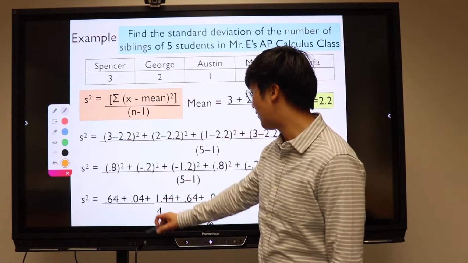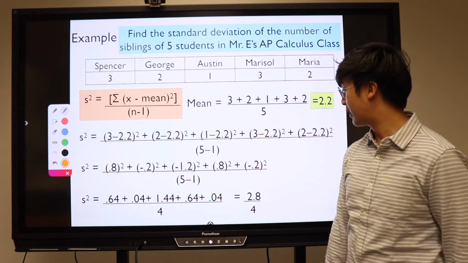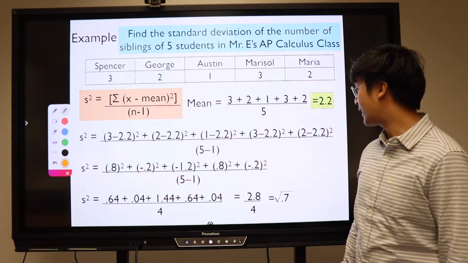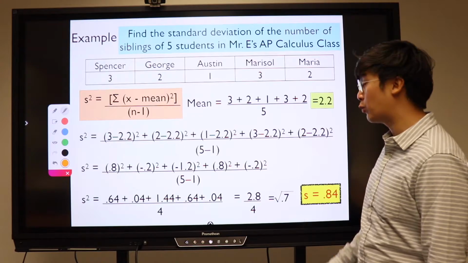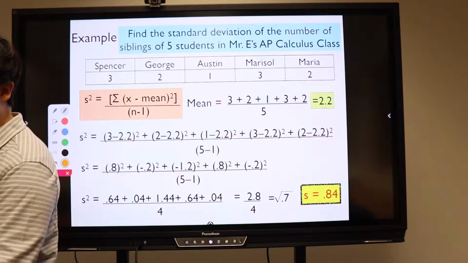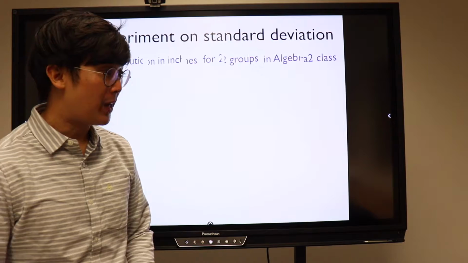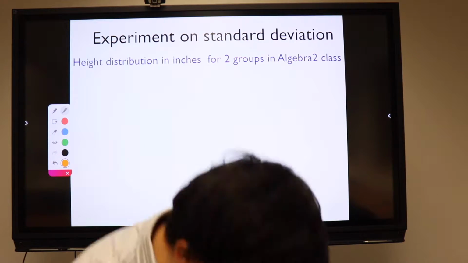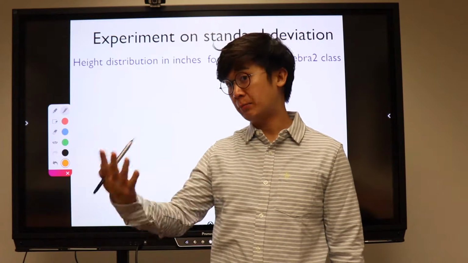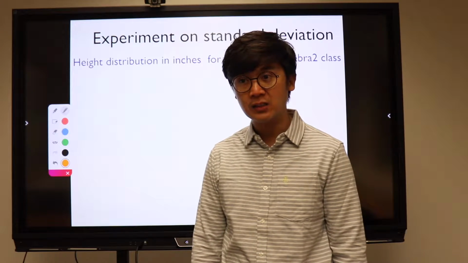So we have these values. Using our math, you will have 2.8 over 4, which we found a while ago. But since this is the variance, we need to find the standard deviation by taking its square root. So we'll have S equal to 0.84, which is what we found using our table. Now, we know how to compute for the standard deviation. Now, let's experiment on the standard deviation. Because most students, they can memorize the steps on how to find the standard deviation, but they don't understand what exactly is the standard deviation.